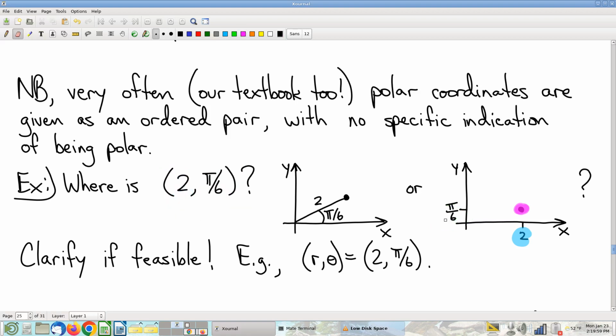Be careful when you see an ordered pair. If there's any reason to wonder as to which coordinate system it might be, then look for context clues, or if you're the one writing in the first place, try to avoid it just by explicitly saying r comma theta equals 2 comma pi over 6. Now there's no ambiguity at all. This clearly indicates that these are the polar coordinates, and therefore I'm talking about this point. Everybody happy? Okay. All right. So be careful with that.